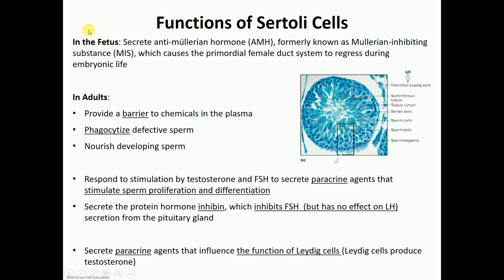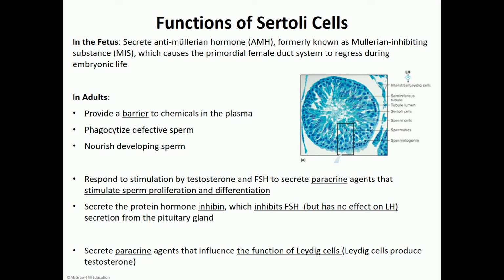The function of Sertoli cells in adults, remember, Sertoli is all about support. It provides a barrier between the spermatogonia and any chemicals that are found in the plasma. It also helps in engulfing, through phagocytosis, any defective sperm. It also nourishes the developing sperms. And we already talked about some of the hormones that it produces.